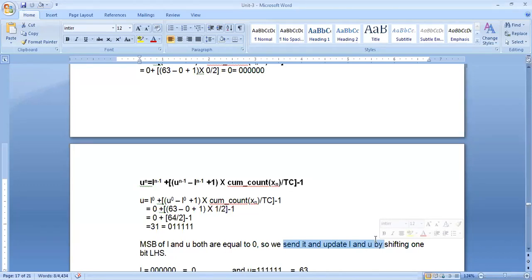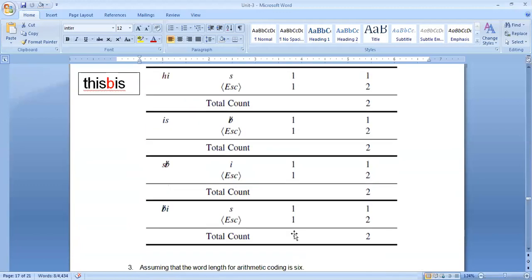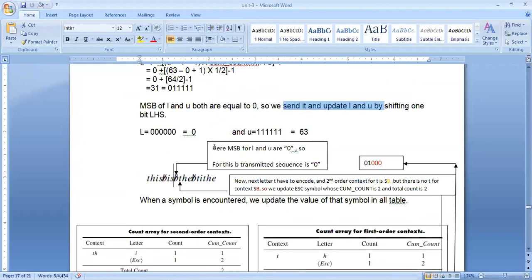Means what? L and U both are 0. So we send it, means we transmit it. We transmit it here, since the MSB of L and U are 0. We assume that these 7 letters are already in encoded format. Remember the previous lecture. So before this line, all 7 letters are in encoded format. We have assumed this. Now the next symbol is B cross.